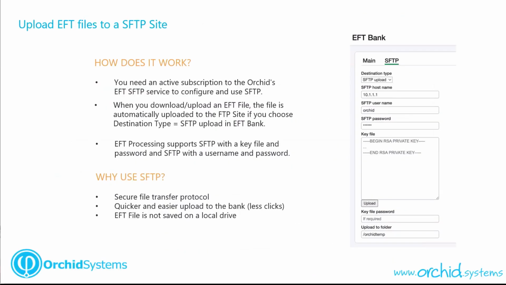So how does this work? First, you need to subscribe to ORCID's SFTP service, and then you need to configure the EFT bank to use SFTP as opposed to download as the destination type. And then when you click download, well, the button will actually say upload on the EFT file list. When you click upload, the file is automatically uploaded to the SFTP site. And our SFTP service supports SFTP with a user ID and a password, and a user ID and a password with a key file, with or without a key file password.